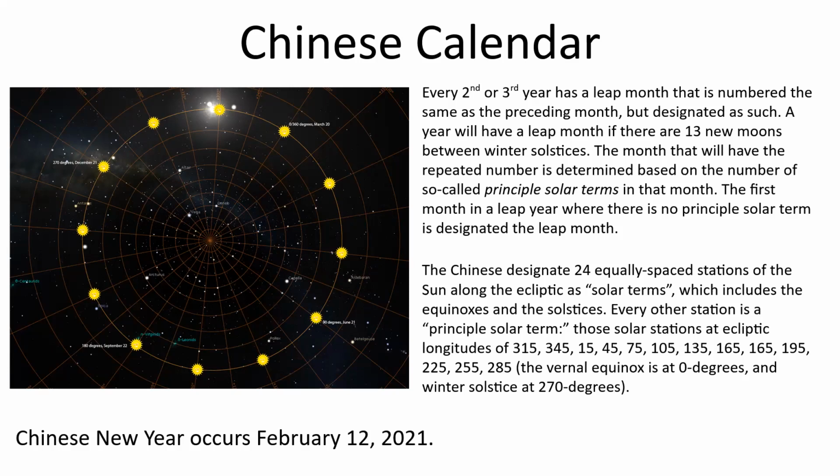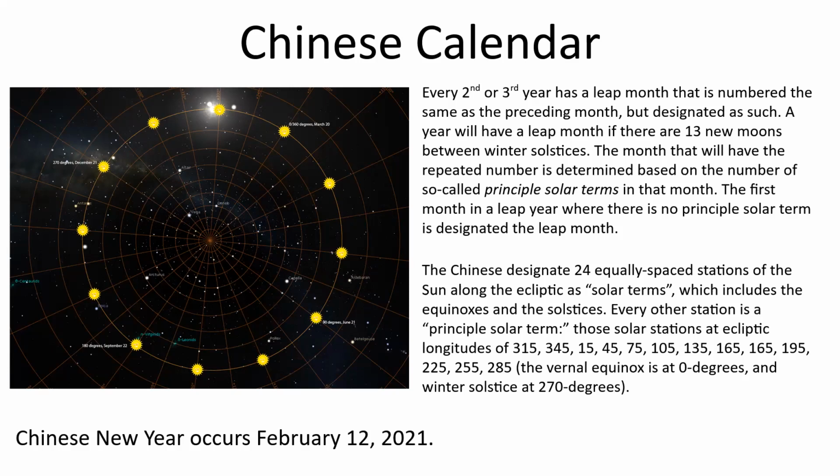Four of those stations are the places that we've seen before, the equinoxes and the solstices. These 24 places are called solar terms, and every other one of them is called a principal solar term. The way they determine which month gets to be the leap month in a leap year is the month that does not contain a principal solar station. So that's the way it's determined which one is going to be.